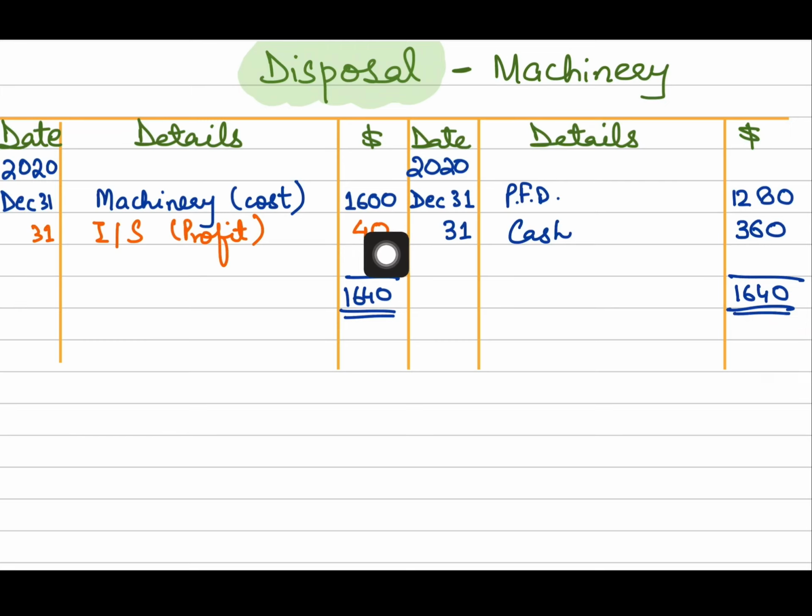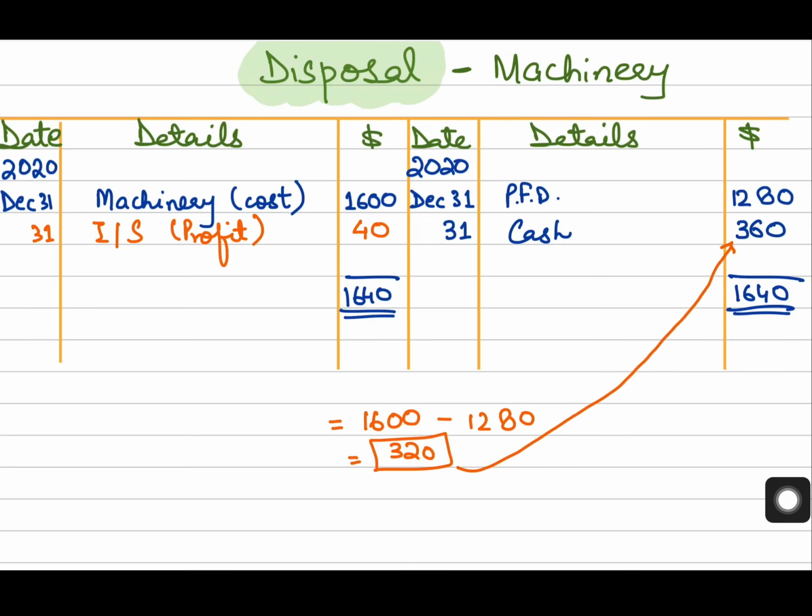And what does this 40 represent? This represents that the cost of this asset was 1600. However, it had been depreciated by the time of its disposal by 1280, and still the business managed to sell this asset over and above its net book value, right? By how much? By $40, because at the time of disposal, what was its net book value? The net book value was 1600 less 1280, $320. However, it was not sold less than its net book value, but rather by more than its net book value, and that was by how much?